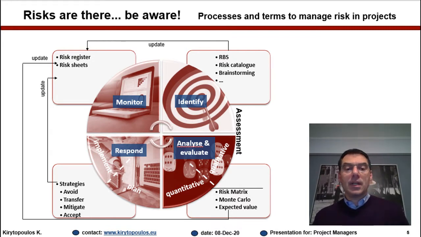So the analysis part, as you can see in the slide, can be divided into qualitative analysis and quantitative analysis. It will give you an order of magnitude of the risk. You need to be very, very careful when choosing between qualitative and quantitative analysis. The qualitative is non-negotiable. Especially when you're talking about individual risks, all the individual risks should be qualitatively analyzed.